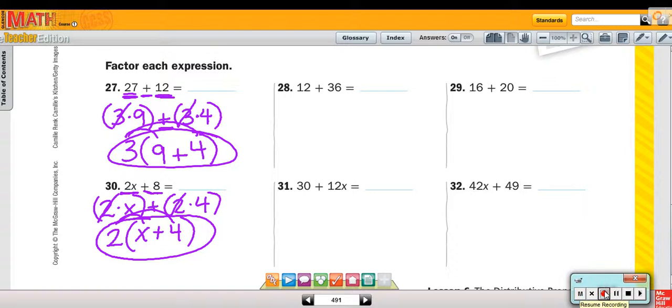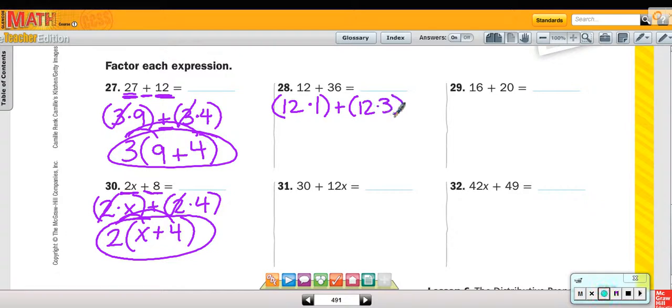Okay, let's take a look at these 4 problems and check in and see if we have any questions. What is the GCF of 12 and 36? 12. So 12 times what makes 12? 12 times 1 plus 12 times what makes 36? 3. 12 times 3. So if I remove my GCF, put it in front of the parentheses, what's left inside? 1 plus 3. Very good.